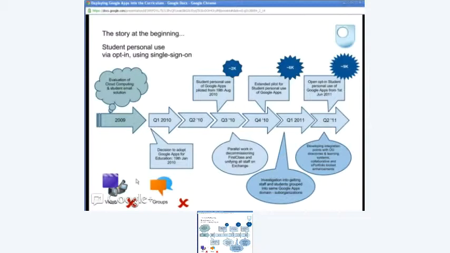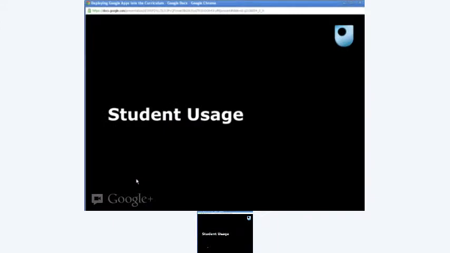We had to work with a lot of university policies regarding staff having to be on Exchange. So we couldn't actually have staff using email on the Google system. We've had to do a very interesting mixed economy of the two to try and pull this off, and I'll come back to that. But essentially what we started off with was student usage.